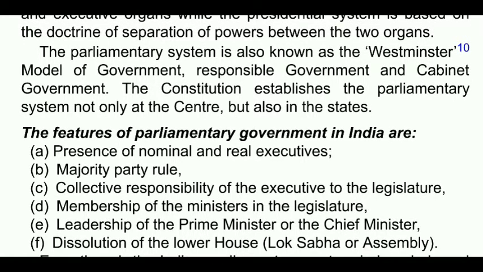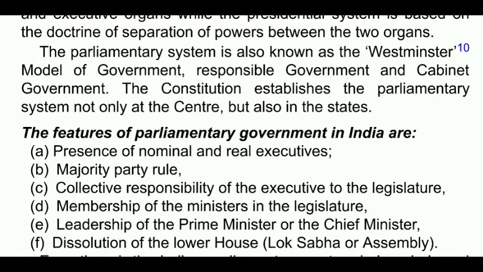The features of parliamentary government in India are: first, presence of nominal and real executives; second, majority party rule; third, collective responsibility of the executive to the legislature; fourth, membership of the ministers in the legislature; fifth, leadership of the prime minister or the chief minister; sixth, dissolution of the lower house, Lok Sabha or Assembly.